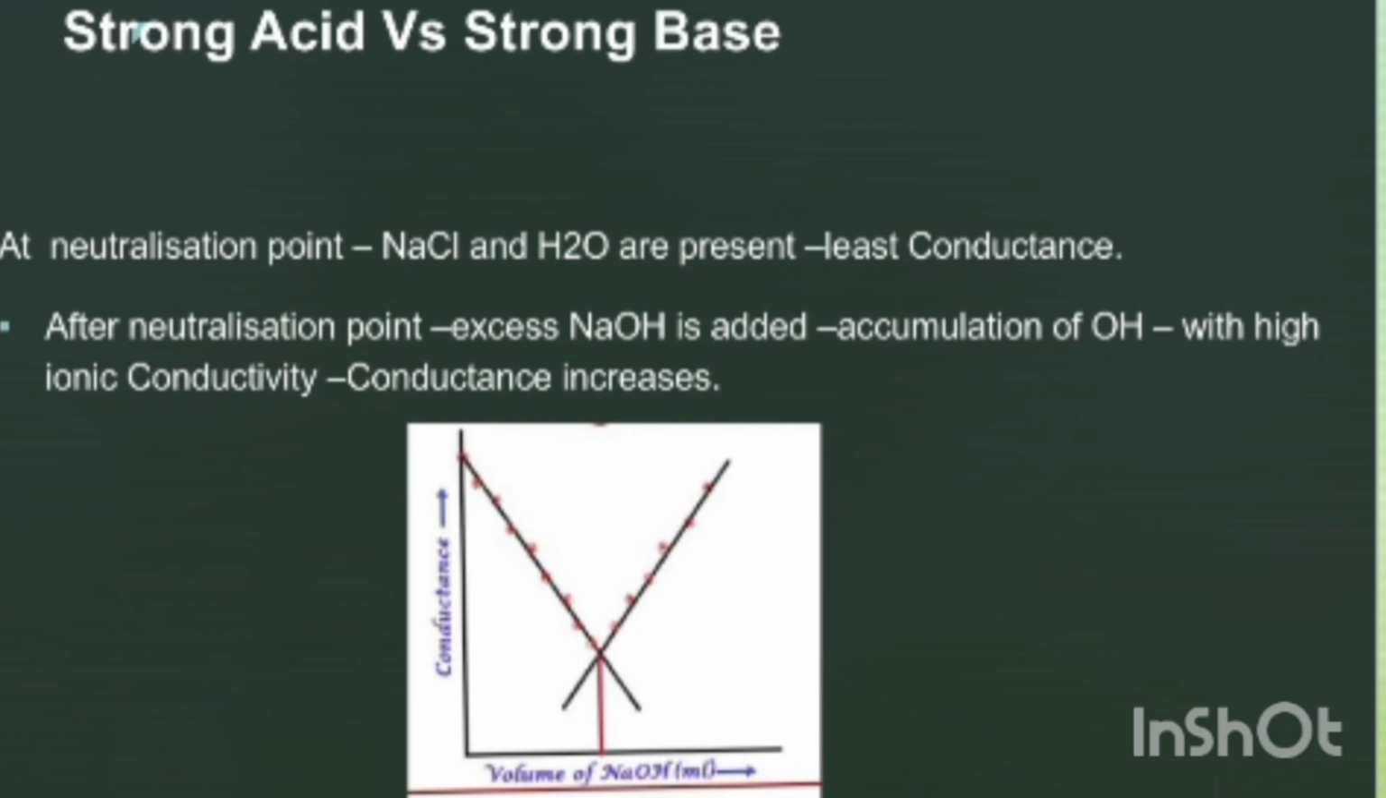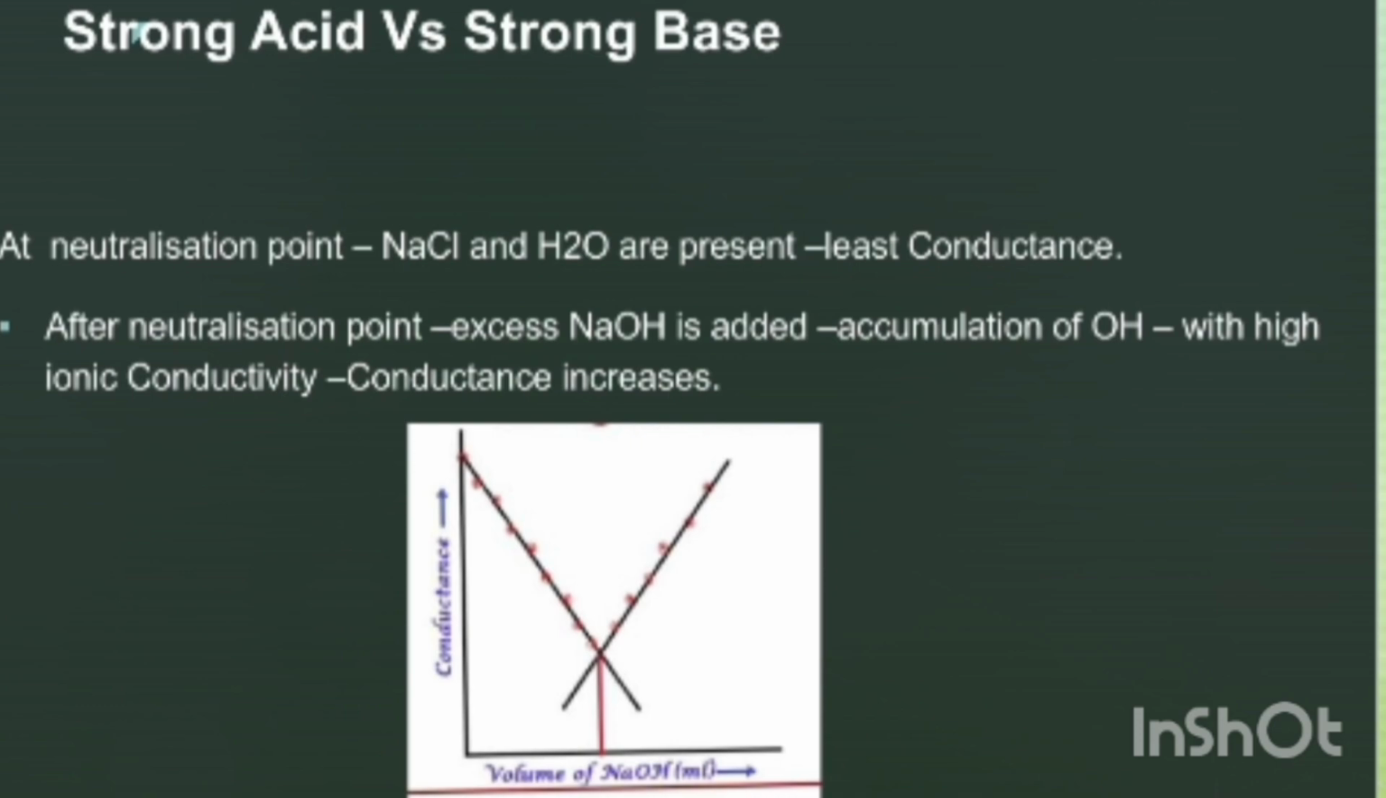Now we add sodium hydroxide further. After all the hydrochloric acid has reacted with the sodium hydroxide, we add another 1 ml of sodium hydroxide. Now no hydrochloric acid is left to react with sodium hydroxide, so 1 ml of sodium hydroxide is accumulated in the analyte solution. So we have Na+ and OH- ions. OH- ion has high ionic conductivity, so the conductance increases. As we keep adding sodium hydroxide, the conductance value increases after the neutralization point.